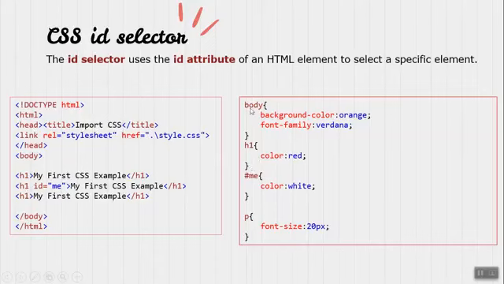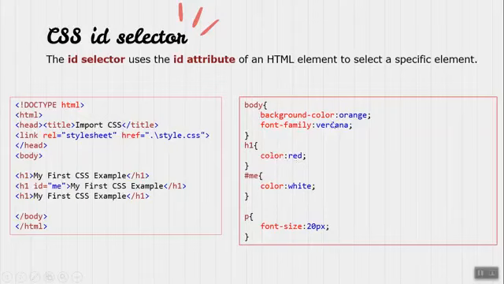A while ago, we only had body, h1 and p, but this time we have the ID selector, which denotes the me. Here we have the hashtag me, and inside is the property color equal to white. I mean to say all h1 would be color red, and the element which has an ID me would be color white. So this h1 here is white, and the rest of the h1s will become red.